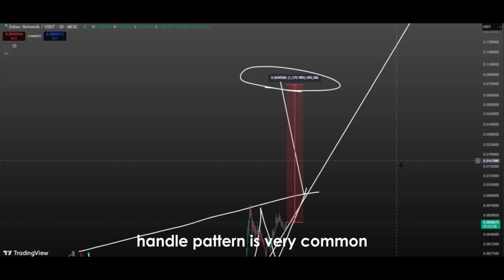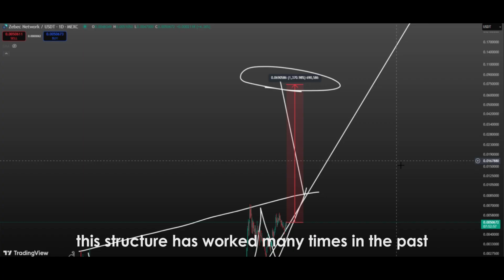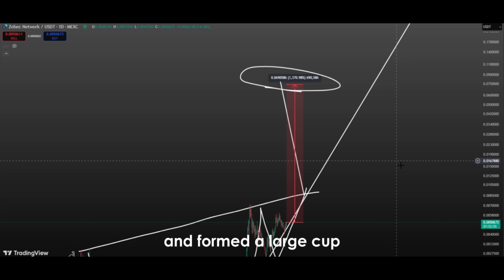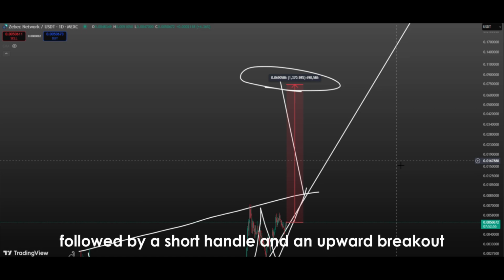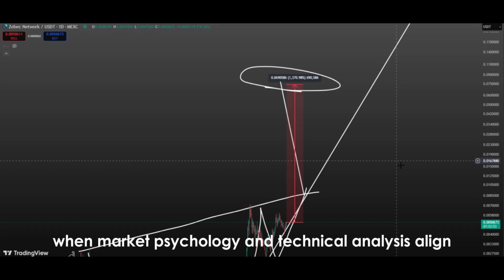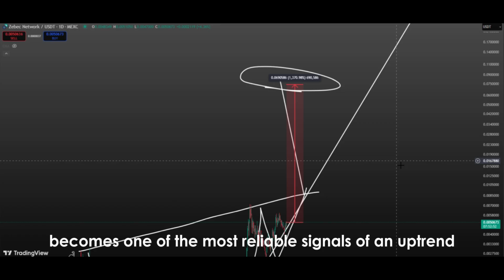The cup and handle pattern is very common in the cryptocurrency market, and successful examples have provided significant profits for investors. Especially in Bitcoin and major altcoins, this structure has worked many times in the past. For example, after Bitcoin recovered from prolonged downtrends and formed a large cup, followed by a short handle and an upward breakout, its price multiplied significantly. Such examples have increased investor confidence in this pattern, because when market psychology and technical analysis align, the cup and handle becomes one of the most reliable signals of an uptrend.